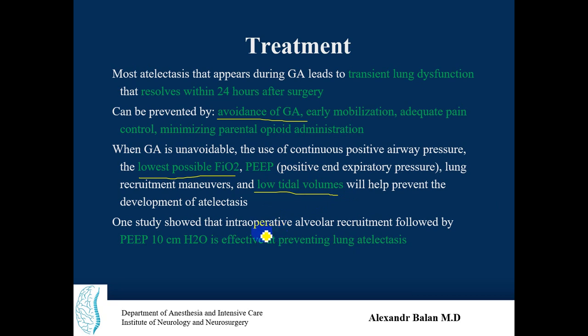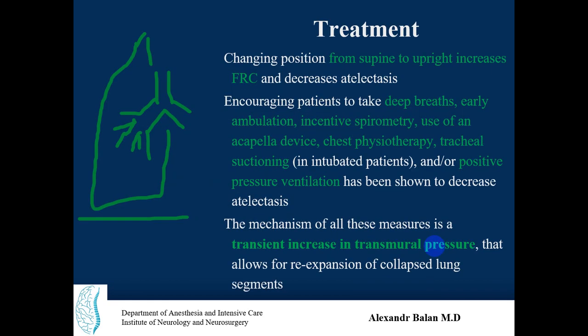And one study showed that intraoperative alveolar recruitment followed by PEEP 10 is effective at preventing lung atelectasis. Changing position from supine to upright increases functional residual capacity and decreases atelectasis. And we have to encourage patients to take deep breaths and early ambulation, incentive spirometry, use of a cappella device, chest physiotherapy, tracheal suction, especially if the patient is intubated, and application of positive pressure ventilation has been shown to decrease atelectasis. The mechanism of all these measures is a transient increase in intrapulmonary pressure that allows for re-expansion of collapsed lung segments.